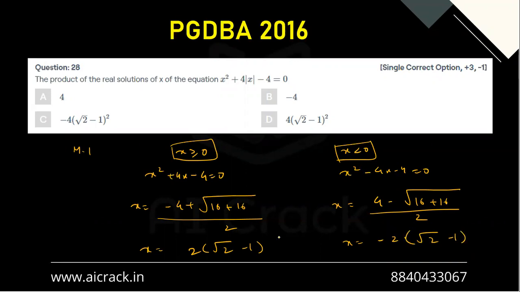Okay, so you can clearly see the multiplication part. That would give us minus 4 times root 2 minus 1 whole square. So C would be the correct answer.